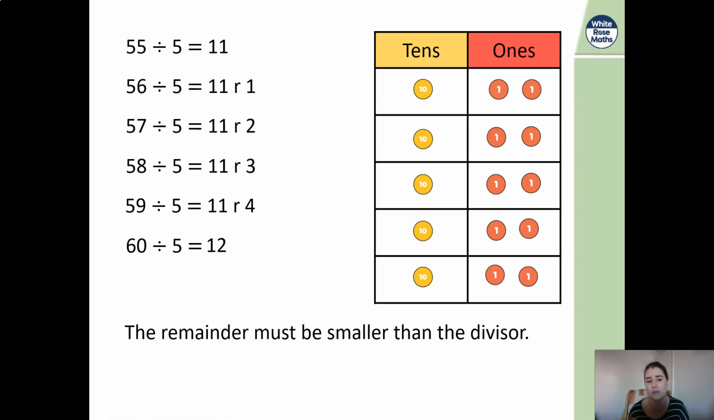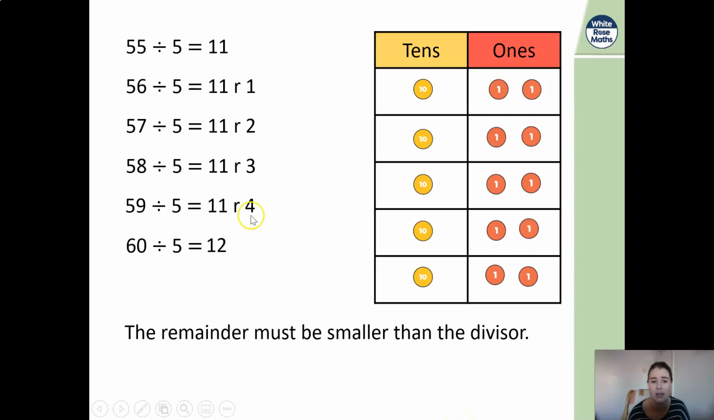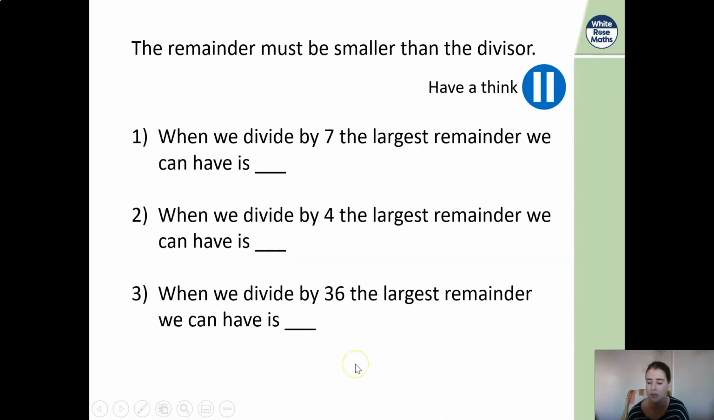So if I was dividing by 7, I know that I can't have an answer with a remainder 7, because that means that number goes in exactly that many times. So it's got to be smaller. So the smallest number I could possibly have here is 11 remainder 4. I can't have a remainder 5. So based on that, I'd like to now see if you can complete these sentences. So pause the video and see if you can fill in the missing gaps.